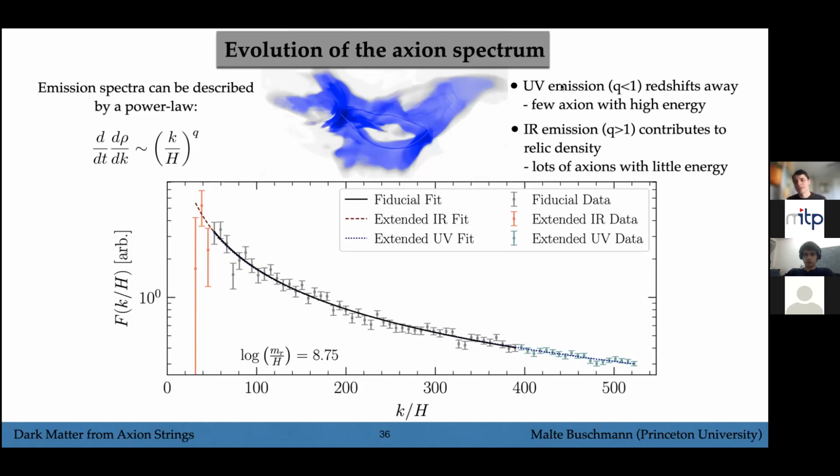The reason that's important is that if you have mostly UV emissions, so q smaller than 1, it basically means that you only produce very few axions. They all have a relatively high energy, but you only have very few, so your axion strings would contribute only very little to the overall number density. In the other case, if you're IR dominated, so q larger than 1, it's the opposite. You produce lots and lots of axions. They all have little energy, but your number density is going to be very, very large, in which case axion strings are dominating the overall number density very quickly.